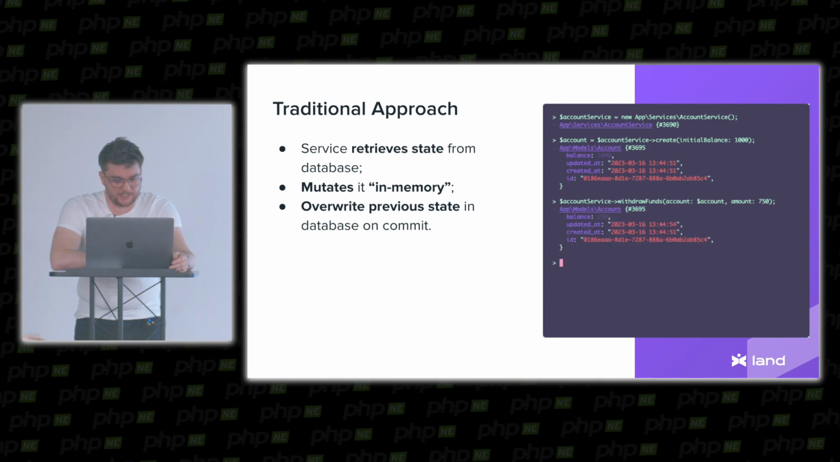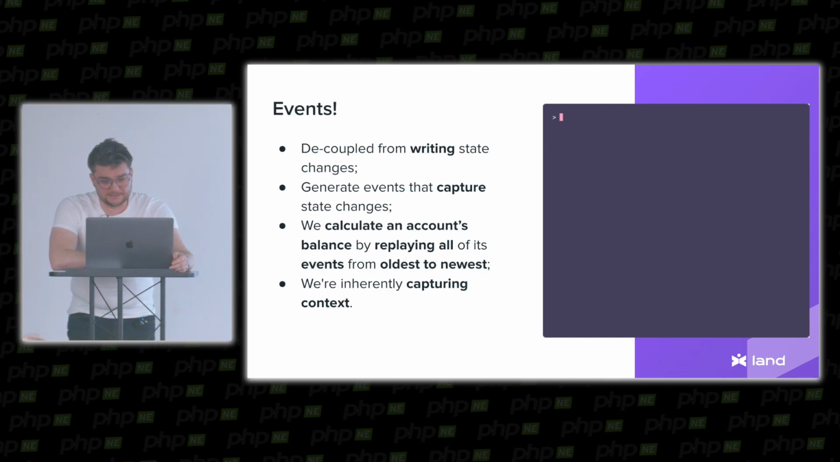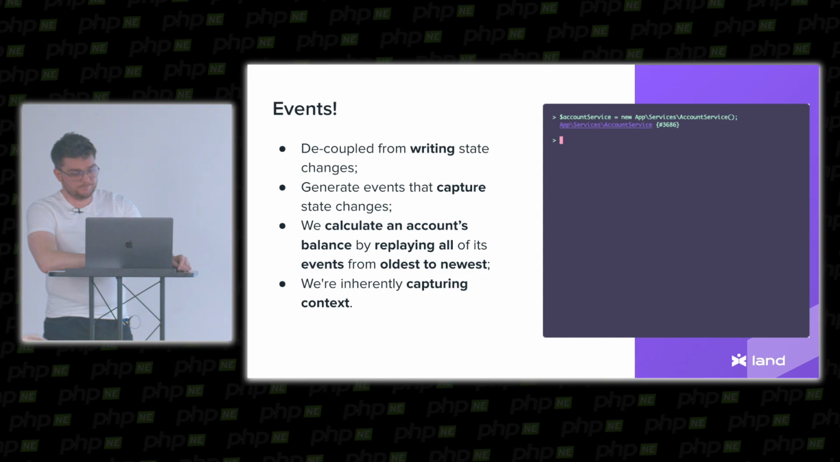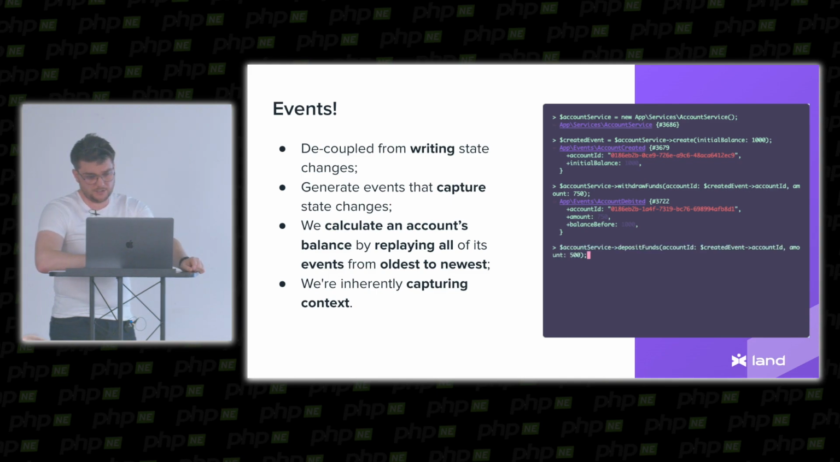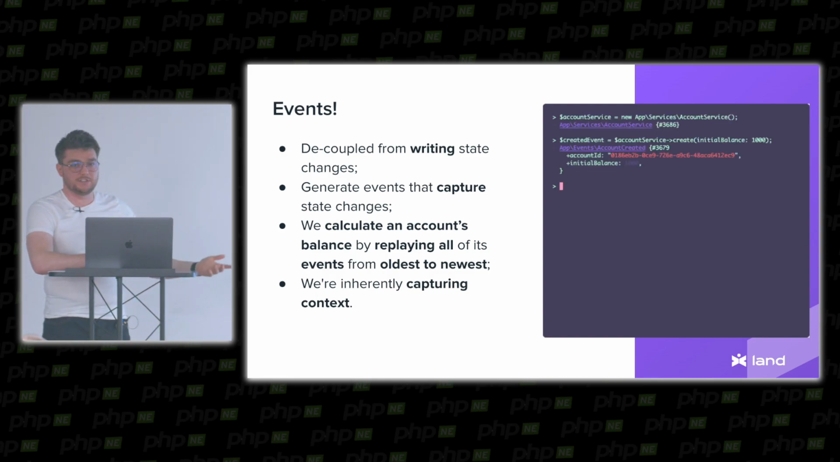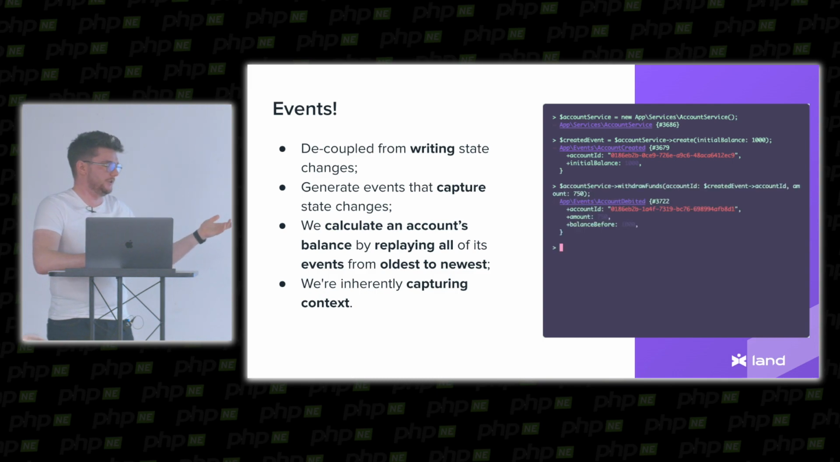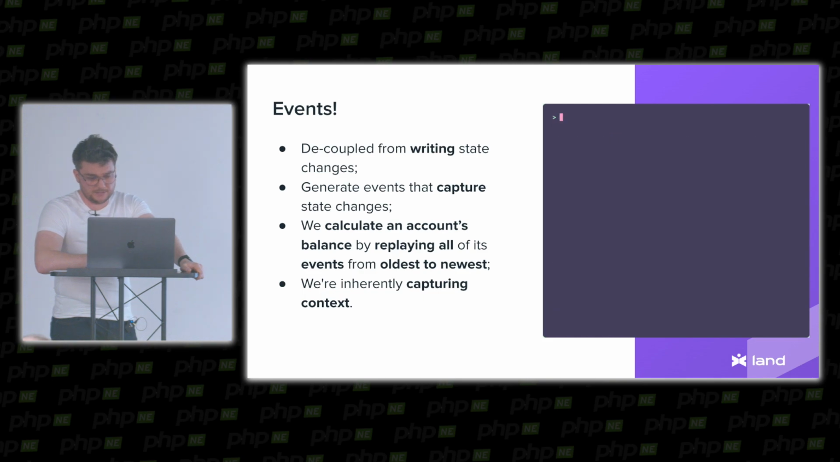So if we refactored that into something that looked a little bit more like events, the service is now decoupled from writing state, it's generating events. The state isn't stored anywhere. It's calculated by layering all of the events on top of each other. And when viewed together, you inherently have more context. So you can see here that we withdrew money before we deposited money. You couldn't see that in the previous system, aside from the fact that I'd put it on screen, but you wouldn't know that from just looking at the database.